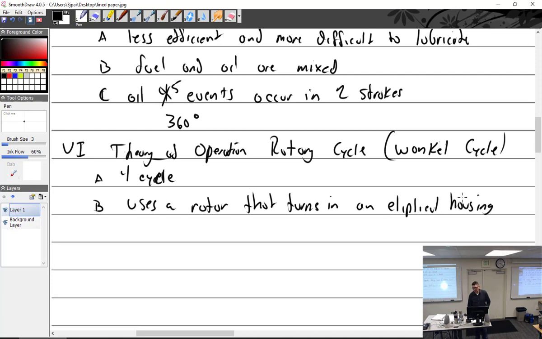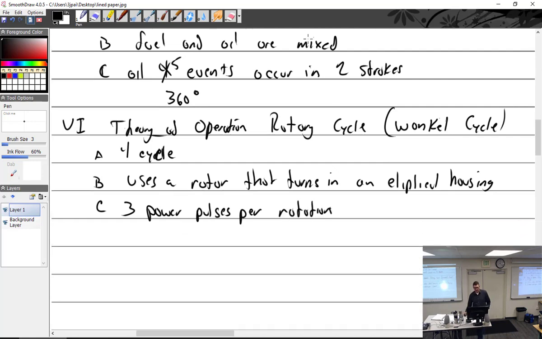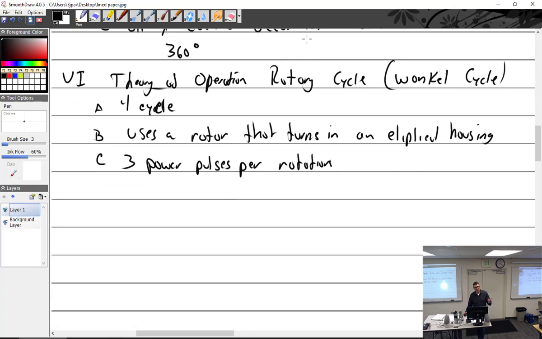I'm not aware that they've used this in an aircraft. I think they have, I just can't remember it. 3 power pulses per rotation. So instead of 1 every 72, or like the 2-stroke, 1 every 36, now we have 3 per every 36.